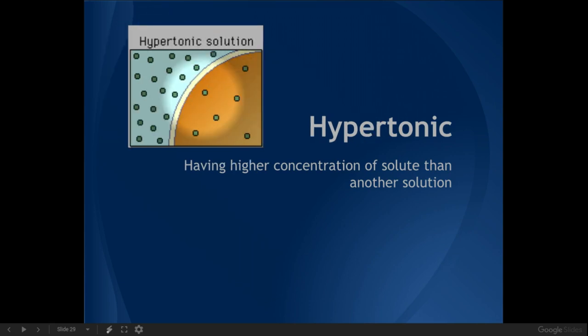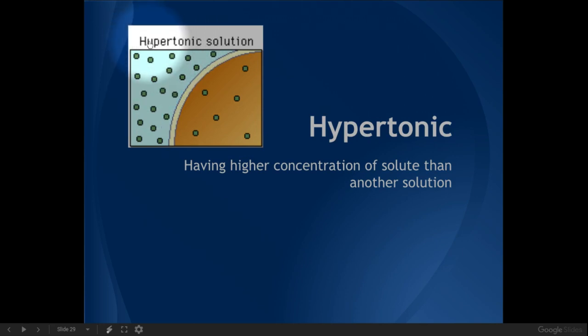If we take this back one slide, we can see that this is the hypertonic solution. Therefore, this would be a hypotonic cell. And water always moves from the hypotonic to the hypertonic. So water would leave the cell from this area to this area, from a high concentration of water or a high concentration of solvent to a low concentration of solvent.